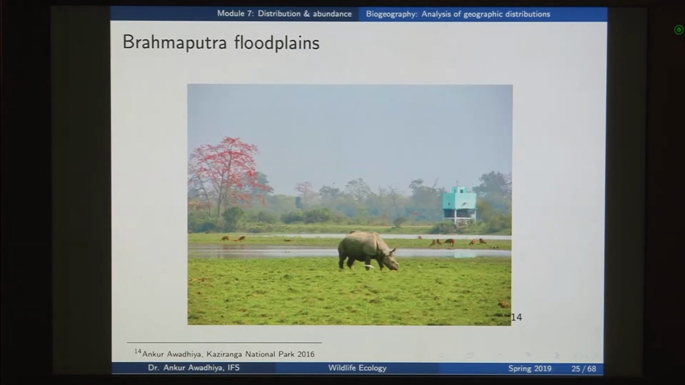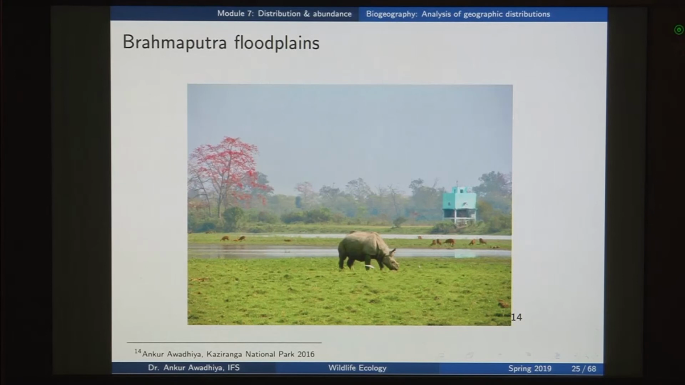So again, if you ask why is rhinoceros found in Kaziranga National Park, you will have to answer in terms of the pull factors. So the pull factors are that you have ample amount of food that is available to this animal, you have an equitable climate that is available to this animal, you have an adequate amount of protection that is being provided to this animal.